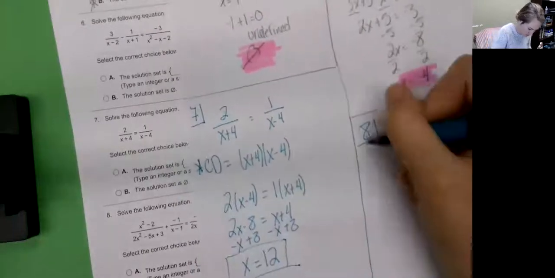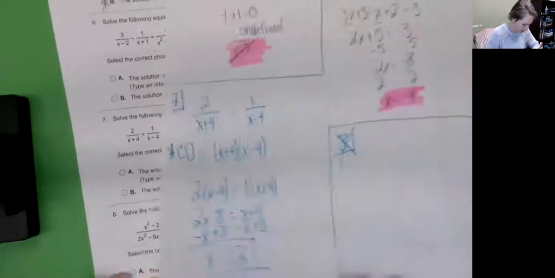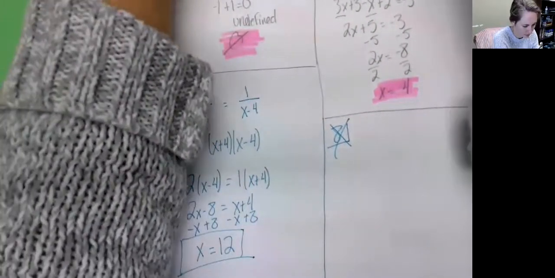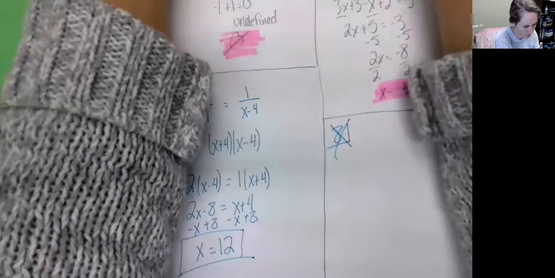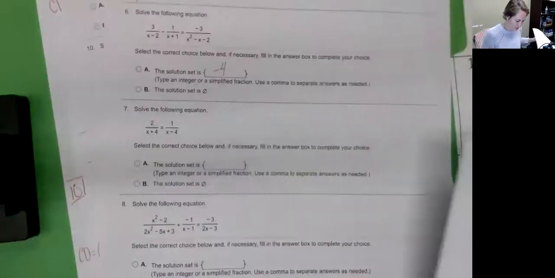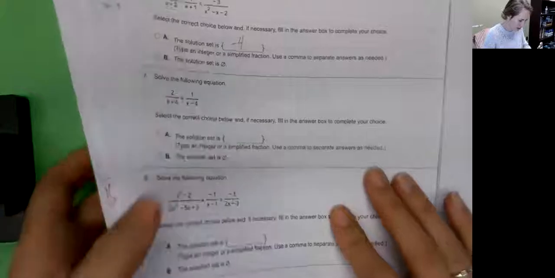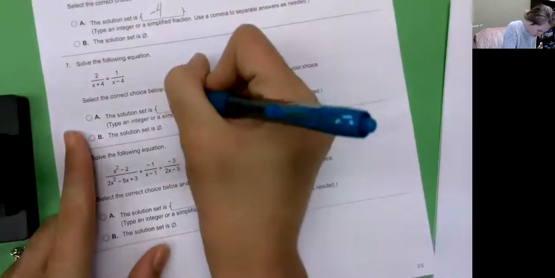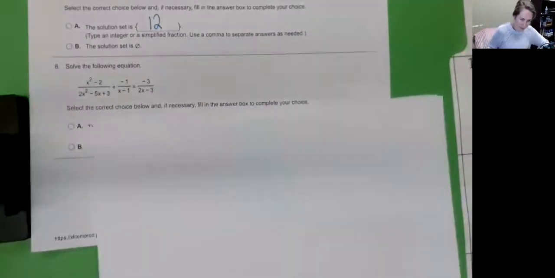I actually don't think I have enough room to do number 8 right here, so I'm just going to mark it out and grab a new paper. Here's some paper, because number 8 looks like a doozy. And let me write this down here. Okay, so 8.